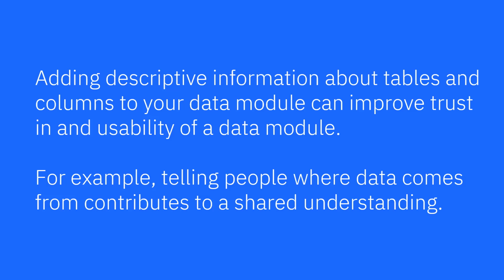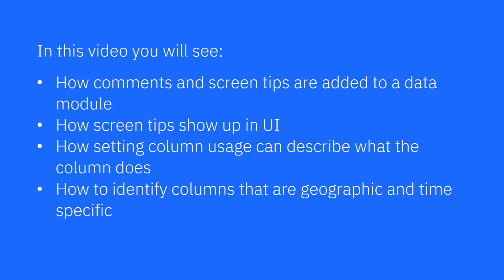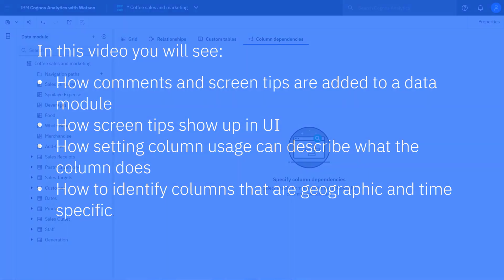Adding descriptive information about tables and columns to your data module can improve trust in and usability of a data module. For example, telling people where data comes from contributes to a shared understanding. In this video, you will see how comments and screen tips are added to a data module, how screen tips show up in the UI, how setting column usage can describe what the column does, and how to identify columns that are geographic and time specific.